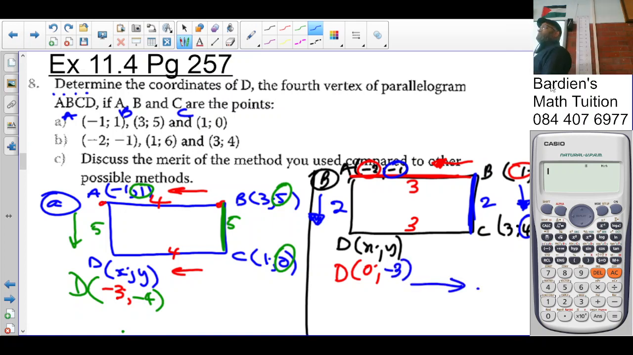Okay? Easy. Discuss the merit of the method you used compared to the other possible method. That's the other possible method that I just did. Which is much easier, not so?